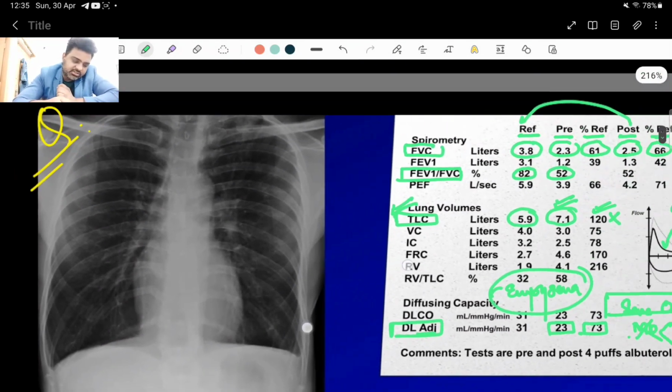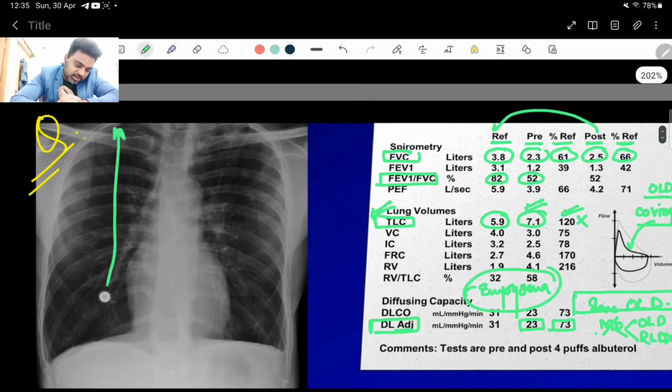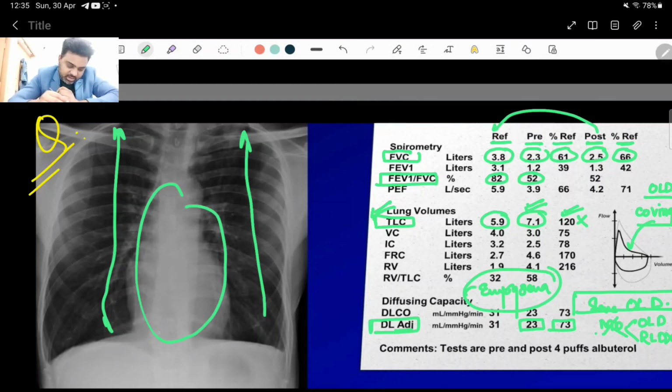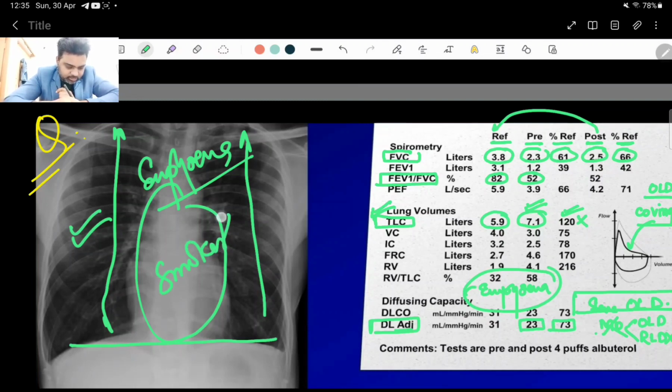Now you see this X-ray, you are seeing that there is a hyperinflated lung, there is a tubular heart, the diaphragm is flattened, hyperlucency, all findings towards emphysema. And also this patient was a smoker. So this is how you make a diagnosis, and it is a severe emphysematous disease.